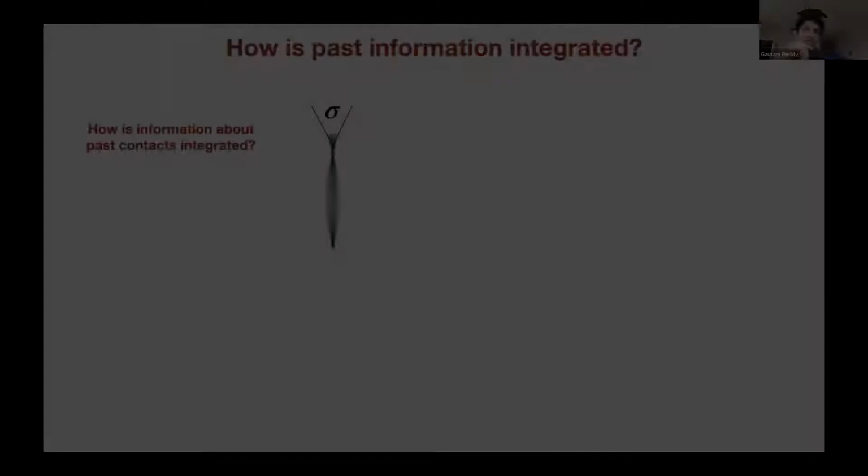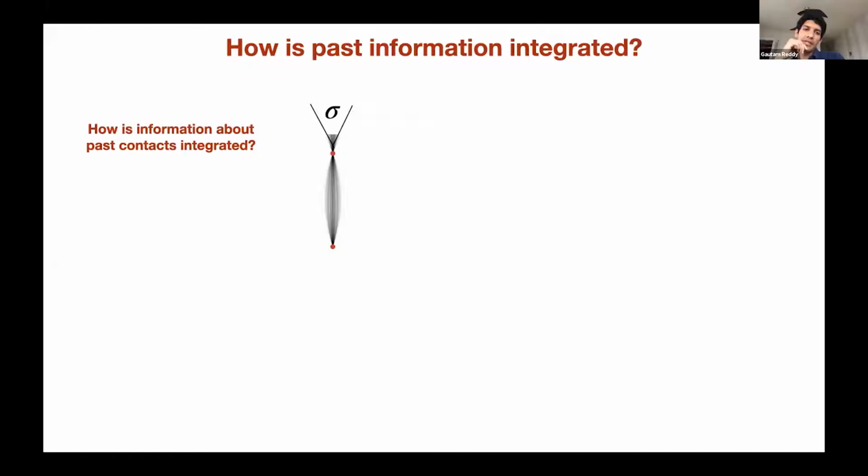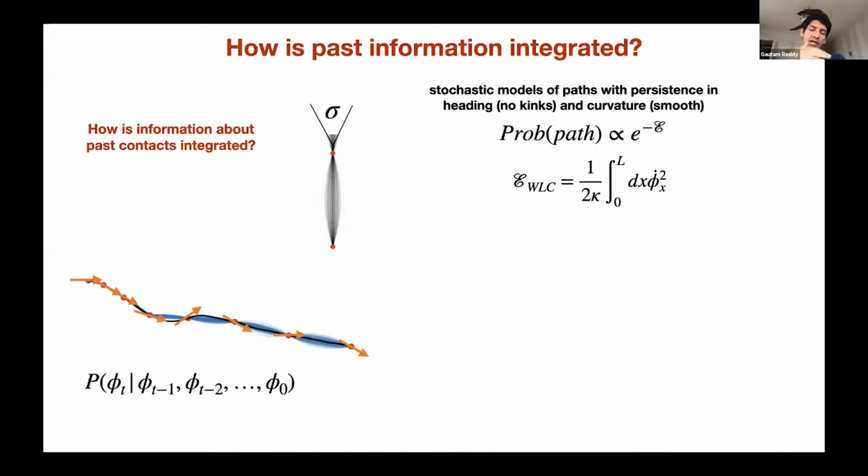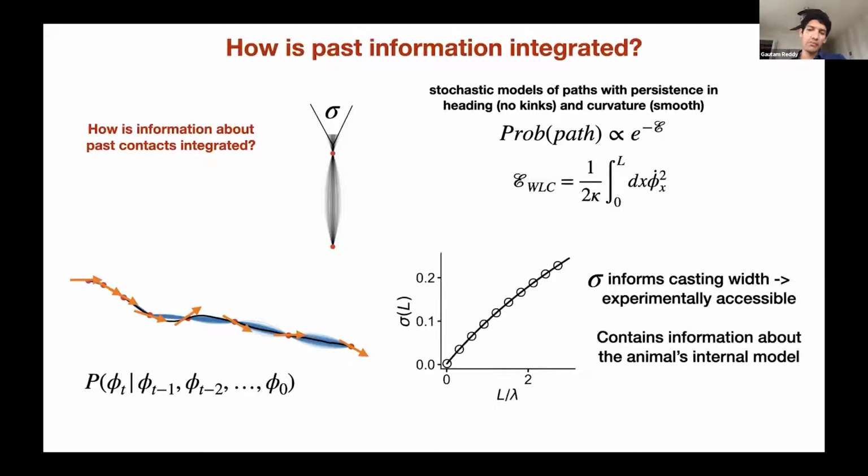I'm not going to go into the details of how past information is integrated, but one can potentially ask, if you have multiple contacts with the trail, how do you integrate this information in order to find where the trail is headed? You can use ideas from statistical physics to do it. The idea is that you have a stochastic model of the paths that would go through these various points. The key point I'm trying to make here is that when we write down these models, we get an effective description of what the sector looks like, given the distance between points of contact and the history of what the animal has detected.